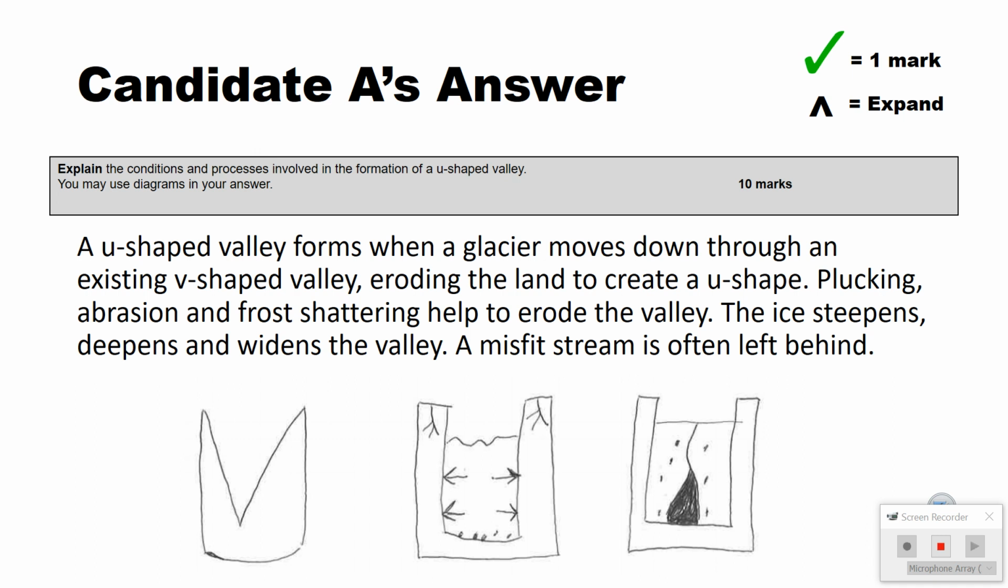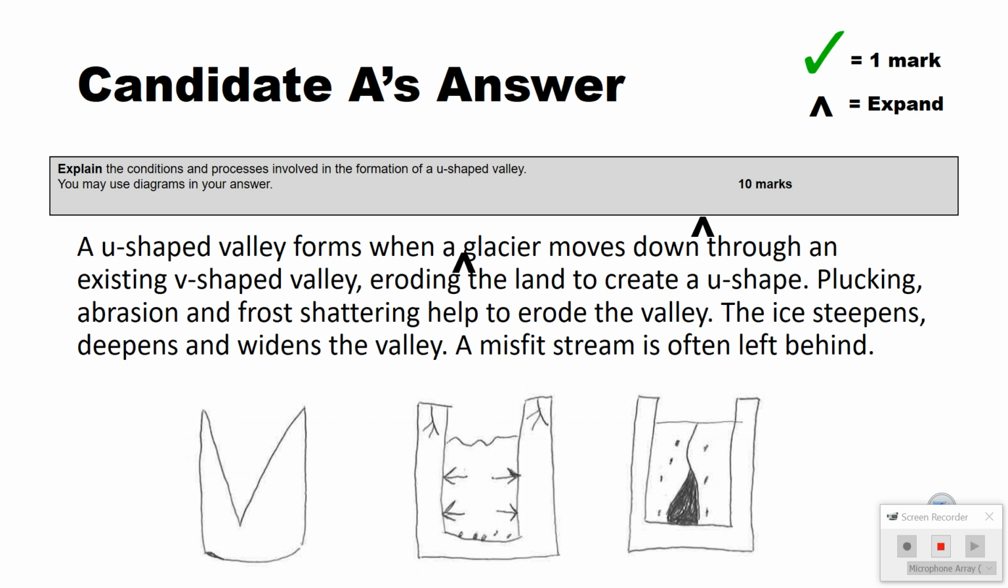So if we're going to have a look at this question, you can pause it now and I'll go over it afterwards. What I would say to you is a U-shaped valley forms when a glacier moves downhill. They haven't said how it moves downhill. They haven't talked about internal deformation or basal sliding. There are ways they could have expanded that a bit about how the glacier moves down under its own weight due to gravity. Through an existing V-shaped valley, there are key principles they're talking about, but they're not getting enough detail in here at all for a higher answer.